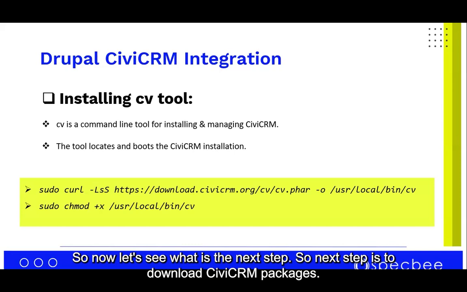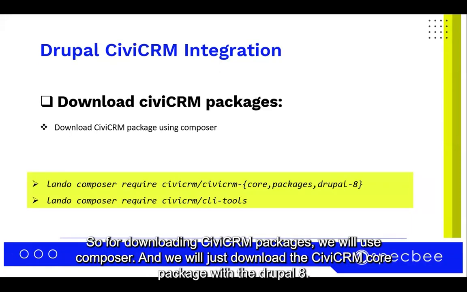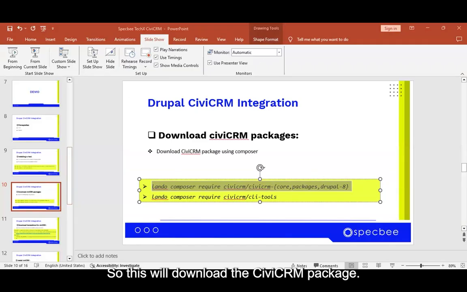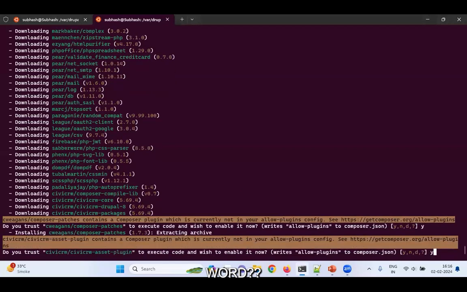Now let's see what the next step is. The next step is to download the CiviCRM packages. For downloading the CiviCRM packages, we will use Composer, and we will download the CiviCRM core package with Drupal 8. It has a specified version of 5.29, and we can install that version. Along with that, we will also install the CiviCRM CLI tools. So I will just run the first command. This will download the CiviCRM package. Currently it is downloading the CiviCRM package. We'll have to just press yes for everything here.